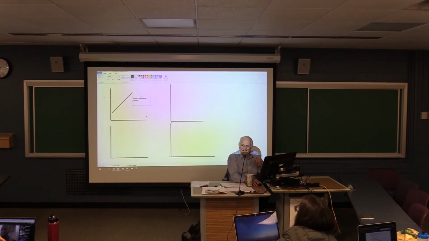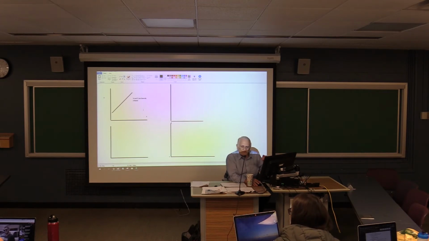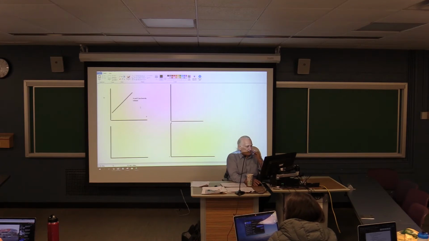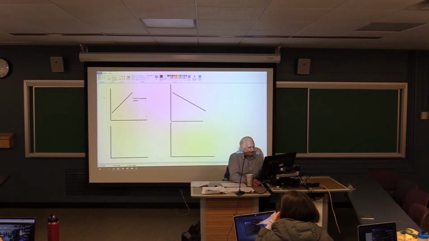That is, knowing this explanation is more important than saying that x and y are going in the same direction. If the line goes down like this, what can you say about x and y? Once again, they are moving in opposite directions, but once again, x and y are linearly related.